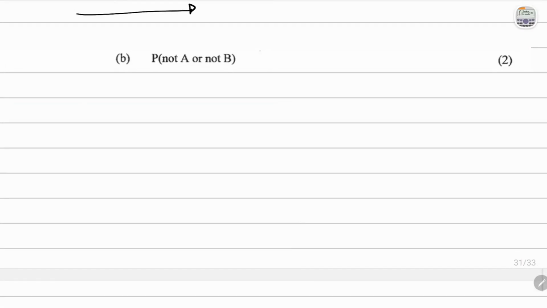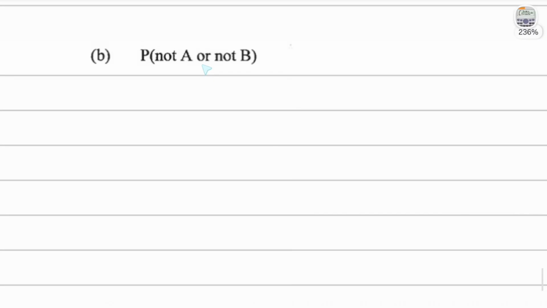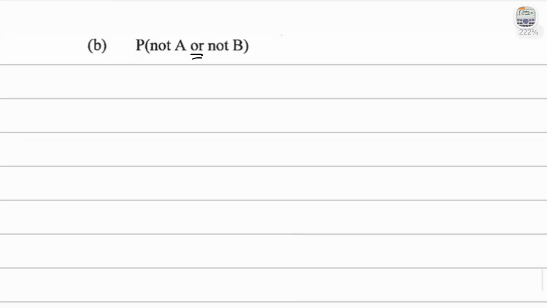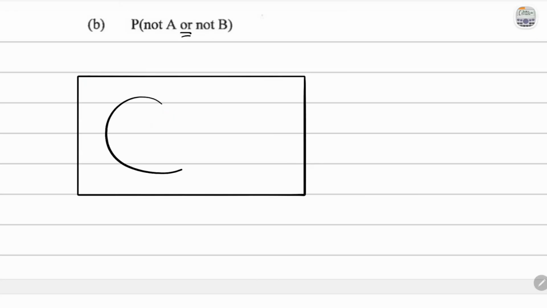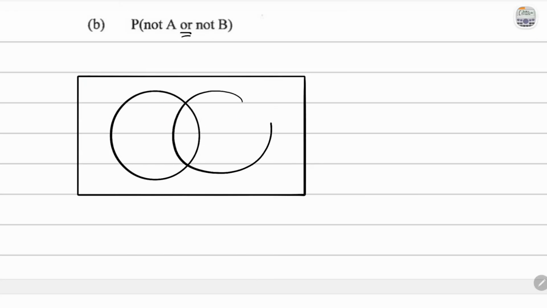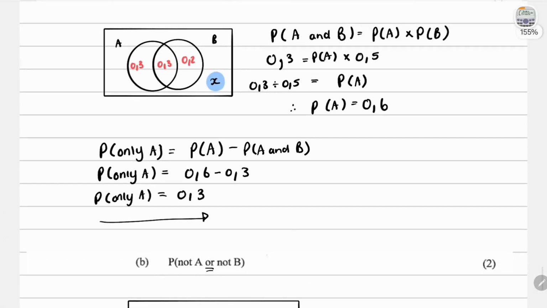And then B says we need to find the probability of not A or not B. Okay, let's just look at that Venn diagram. So we know that we have these two circles intersecting, and this is A, this is B, and we also have the numbers. Okay, we've got that probability of A only.